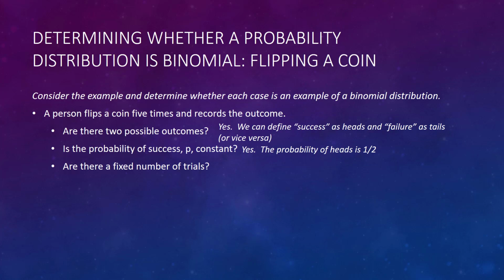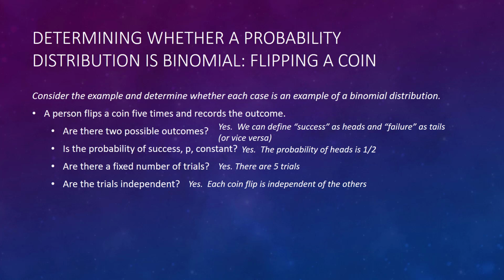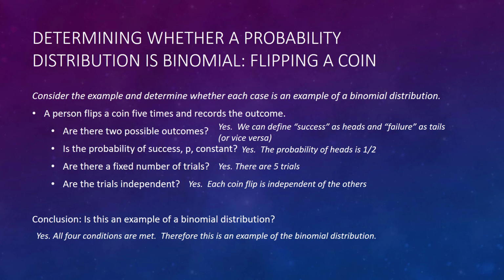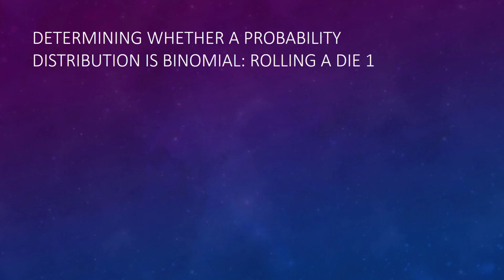Are there a fixed number of trials? Yes, we are told that the person is flipping the coin 5 times, so there are 5 trials. Are the trials independent? Yes. Each coin flip is independent of the others. So therefore, since all 4 requirements have been met, we can say that this is an example of the binomial distribution. Let's do another example.